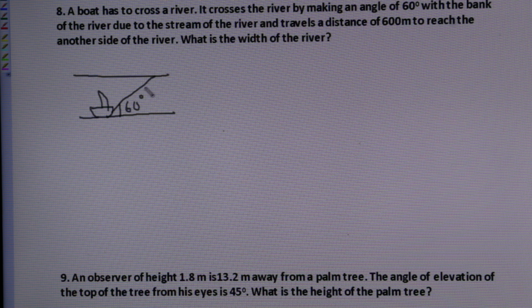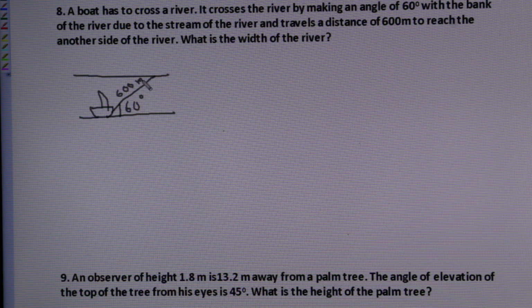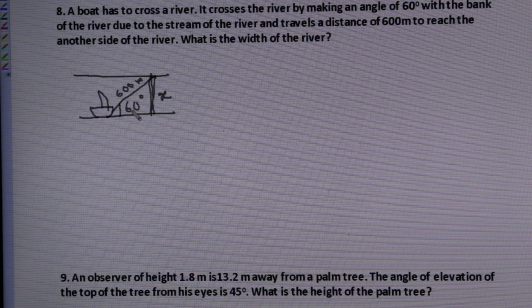It traveled a distance of 600 meters to reach the other side. This is 600 meters. What is the width of the river? You have to find. This is the width of the river. Consider it as x. In this right angle triangle, x is the opposite side to 60 and 600 is the hypotenuse.